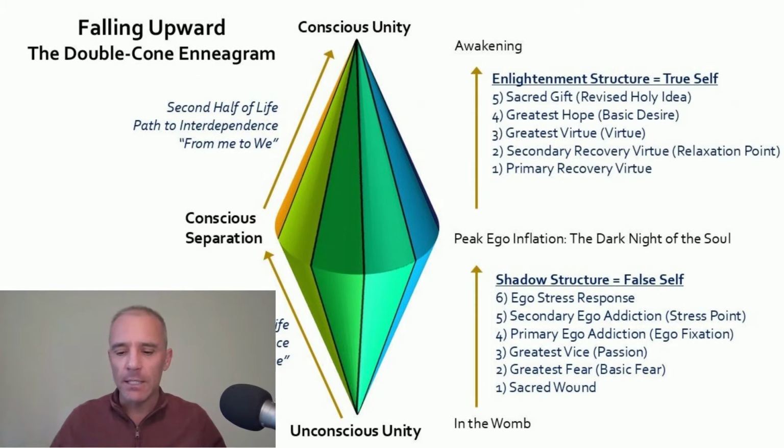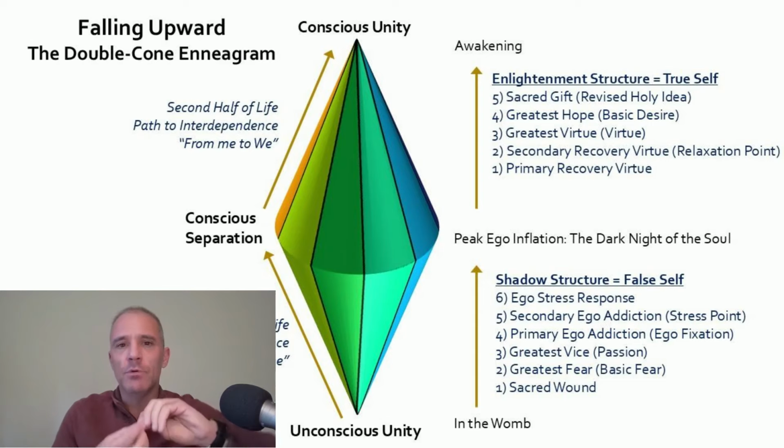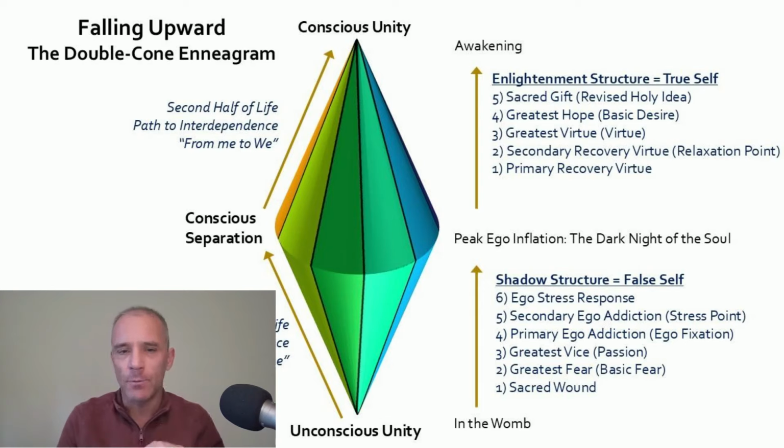And now let's look at the enlightenment structure, which we covered, again, after the shadow structure previously. And this is just a little bit technical, and it'll make more sense when we put it into practice in just a moment. So in order for us to move into the enlightenment structure, we have a primary recovery virtue that we need to embody and inhabit.